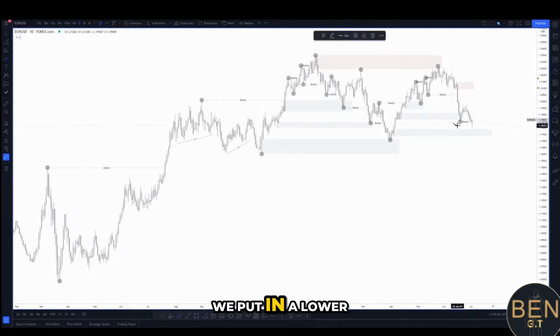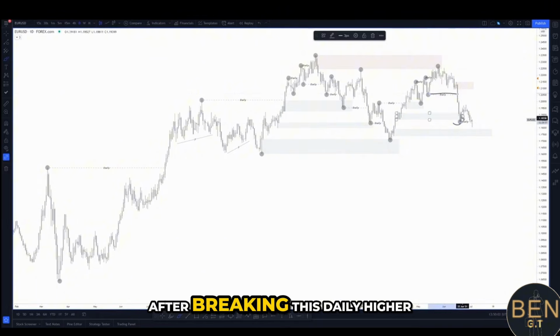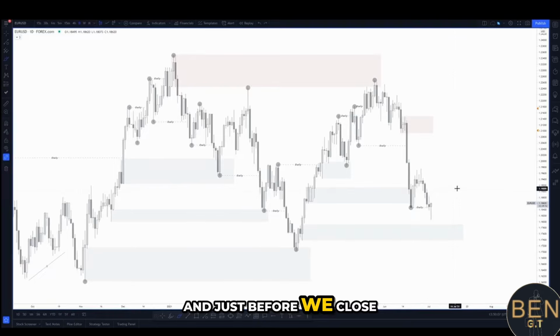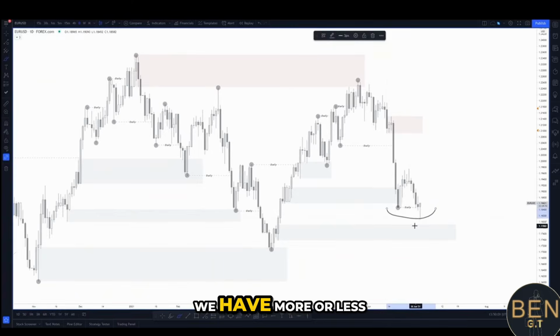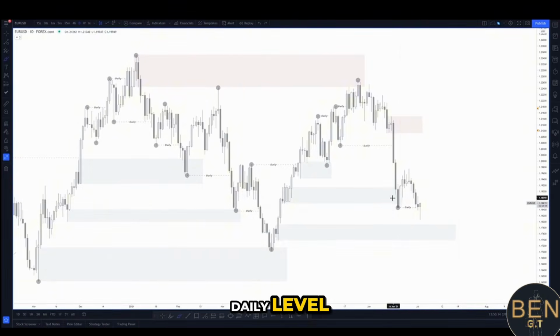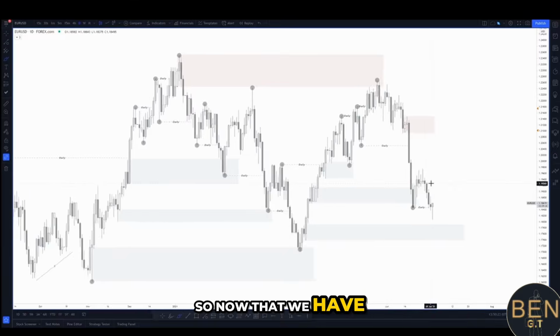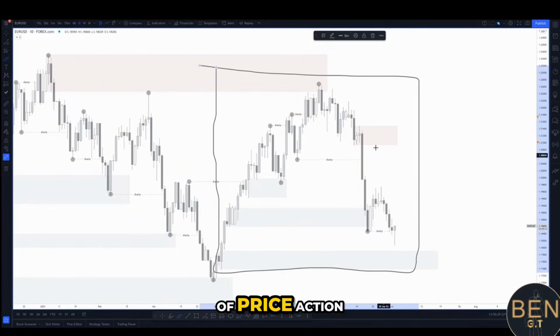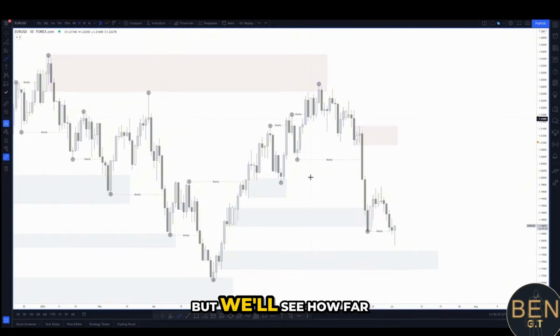As we can see that we've put in a lower low right here after breaking this daily higher low. And just before we close the week, we have more or less wicked the daily level. So we haven't actually broken the daily level, making a lower low just yet, but we have started to see some action. But on a lower time frame, what we will see is a break of structure. So now that we have that understanding, we're basically going to concern ourselves with more or less this bit of price action, probably more specifically here, but we'll see how far we can get as we navigate downwards.